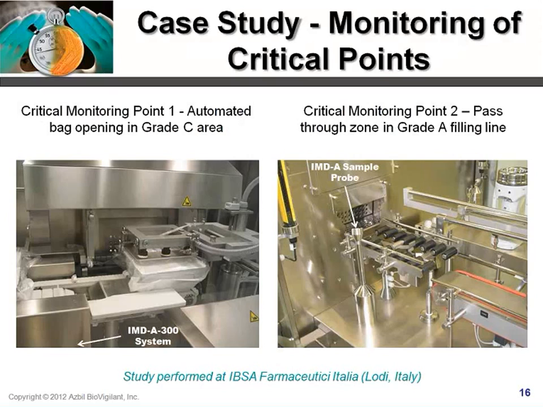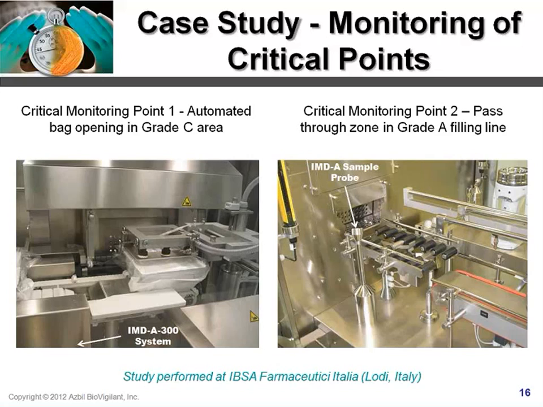So among several points monitored in their facility, we're showing here the two that they considered to be of highest interest. This is the pass-through interface between a grade C and grade A room, to ensure good control around the interface and assess the risk of any crossover contamination from C to A. So the left-hand graphic is an image of the grade C side, where they used an IMDA 300 system to monitor. And the right-hand side is a graphic showing right on the other side of a pass-through the grade A environment, where they used an IMDA 350 system to monitor.